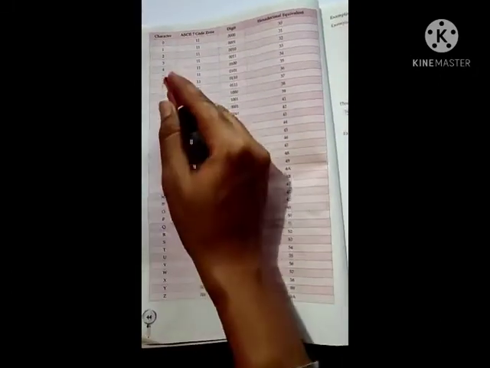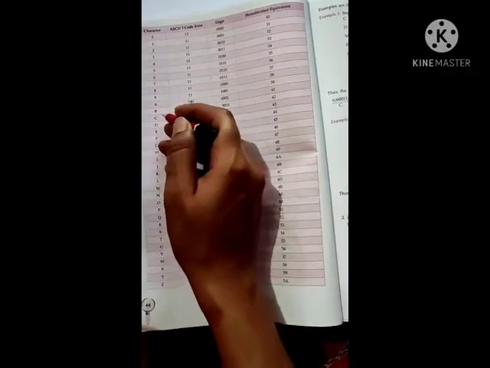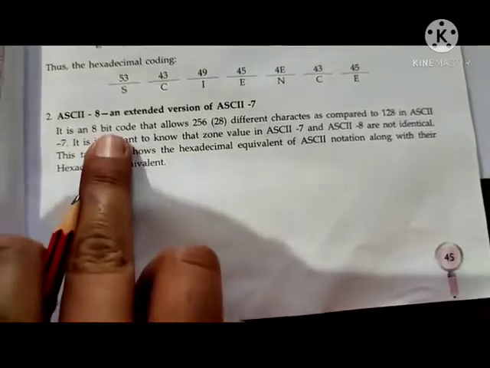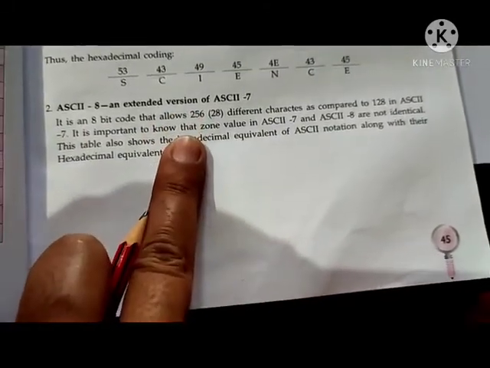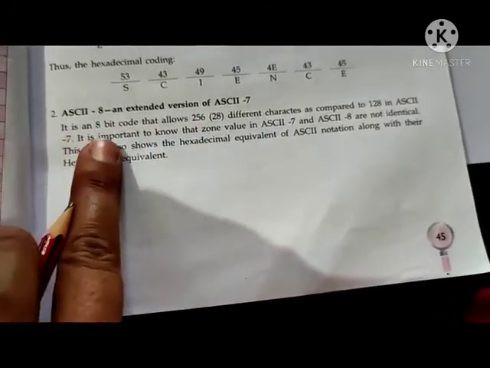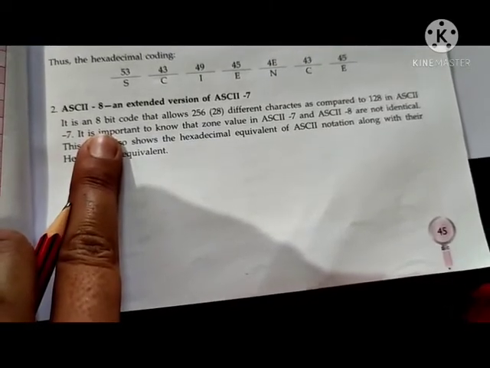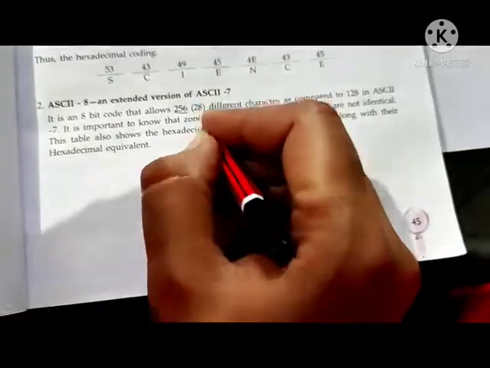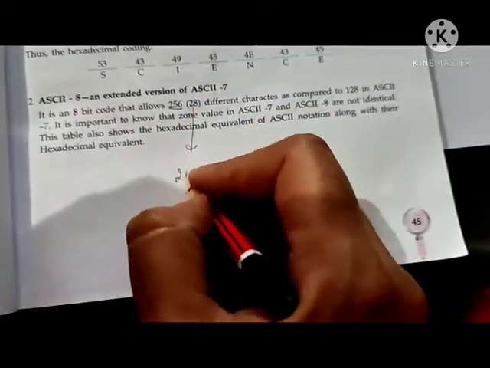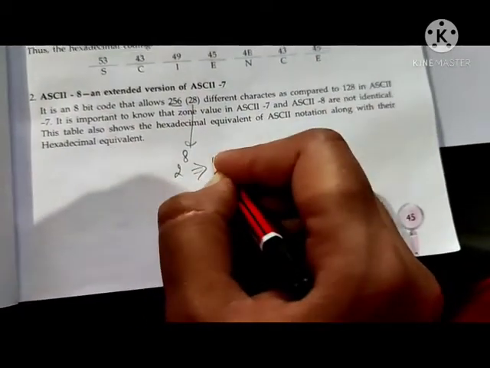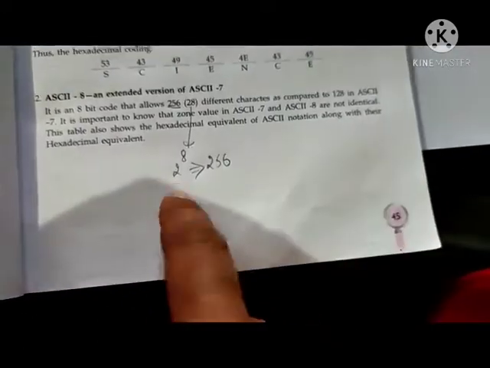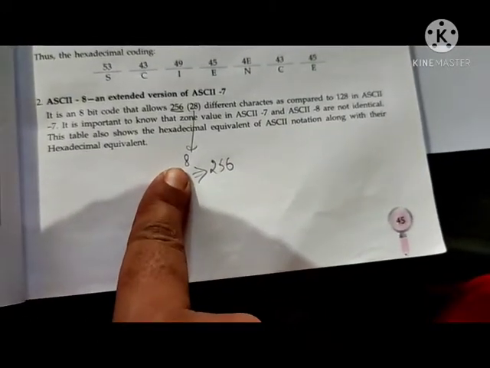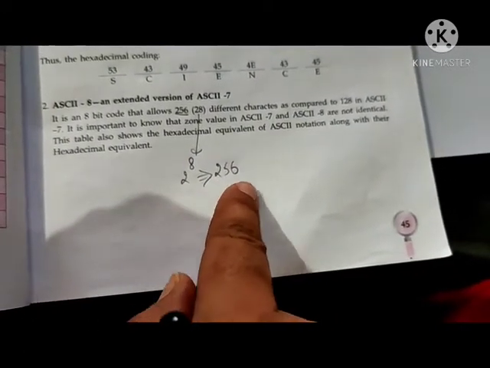Yes. So here 0 to 9. After that A to Z alphabets are there. Second is ASCII 8, extended version of ASCII 7. It needs 8 bits for representing the number. So it allows 256 characters. So here it is not 28, it is 2 raised to power 8 equal to 256. It needs 8 bits for each character and it represents the 256 characters.